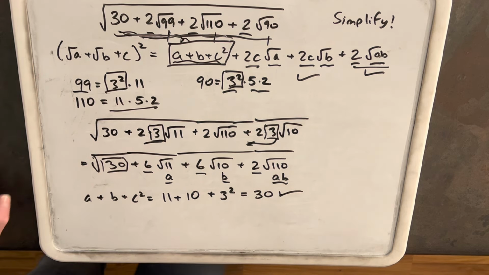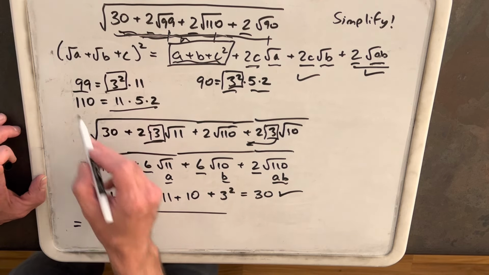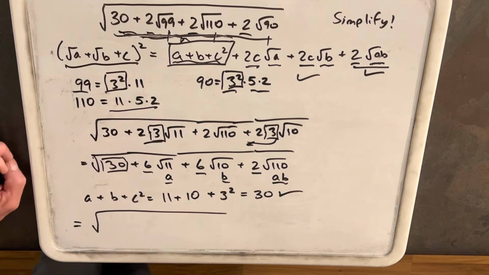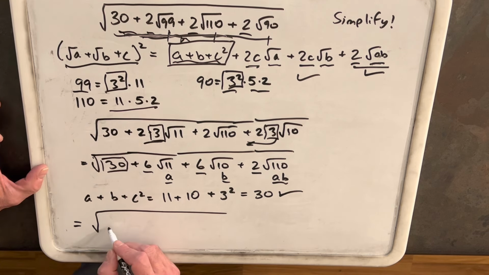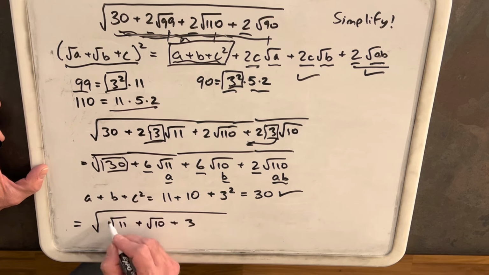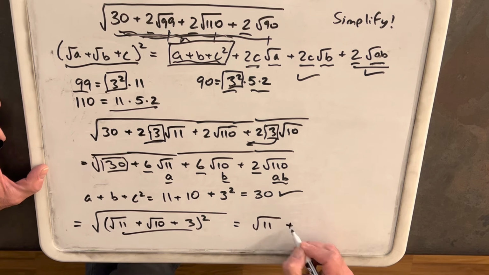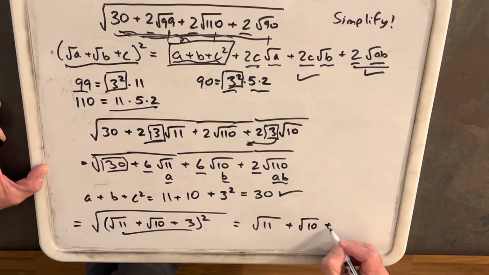So we can actually rewrite this whole thing. Let's just do that. Going back to our formula, we know our a, b, and c. So we're going to have square root of a, which is 11, b, which is 10, and c, which is 3 squared. But because that's all in the square root, we're going to just have an answer. Our answer is just going to be this. So it's going to be square root of 11 plus square root of 10 plus 3.